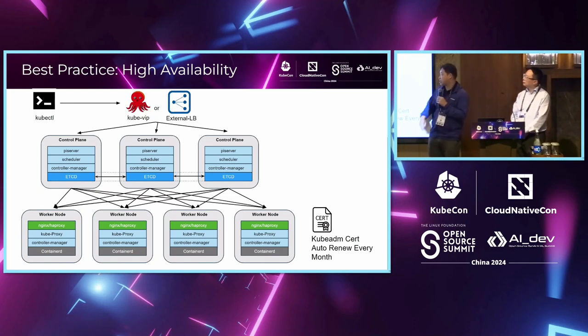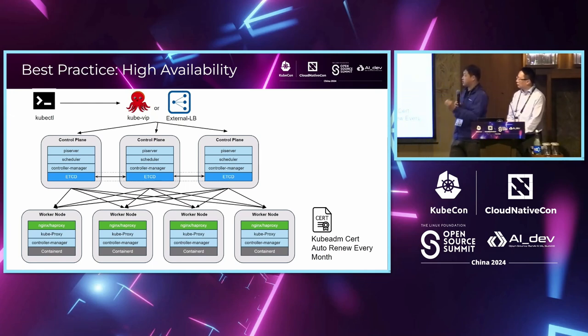Another thing is that Kubespray sets up Nginx and HAProxy on the worker nodes. Nginx can act as a proxy for the API server. So the kubelet on the worker node can connect to the API server through the Nginx proxy. And kube-proxy can also work with it. It is also based on containerd.